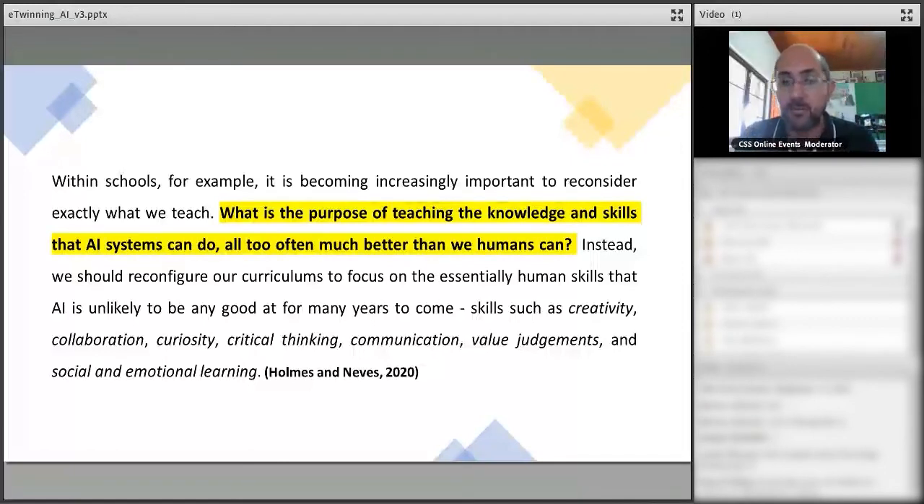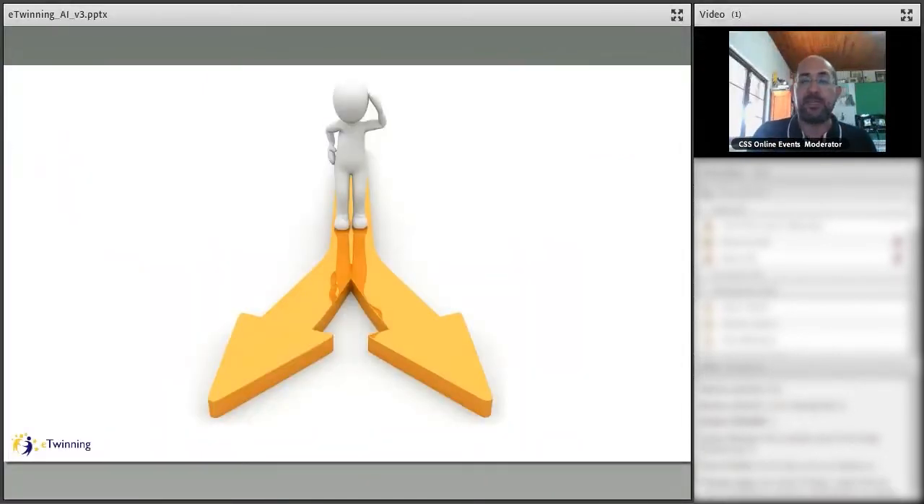Creativity, collaboration, curiosity, critical thinking, communication, value judgments, social and emotional learning. Okay, this is very important in terms of our students. And we all know, because we are all eTwinners, that we do an amazing job, and you do an amazing job when you involve your students in eTwinning to promote these skills and to promote these competences. Arriving here, what is the way?